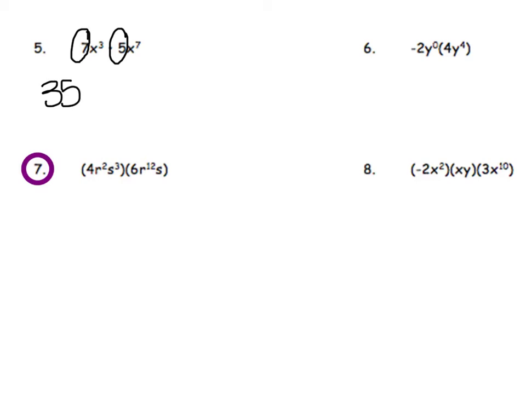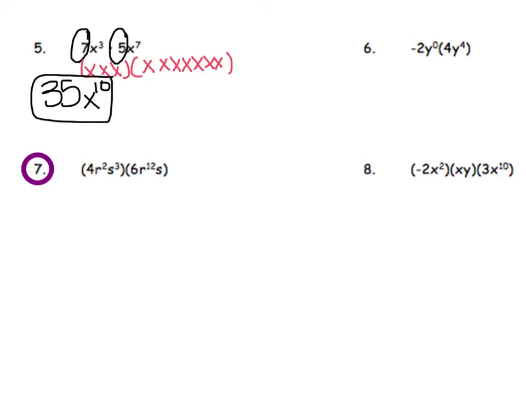Now let's deal with the letters. I have x times 1, 2, 3, 4, 5, 6, 7, okay? I have 3 x's here because it says x to the third power. I have 7 x's here because it says x to the 7th power. Well, how many x's do I have altogether? 1, 2, 3, 4, 5, 6, 7, 8, 9, 10. So the answer is 35x to the 10th power.